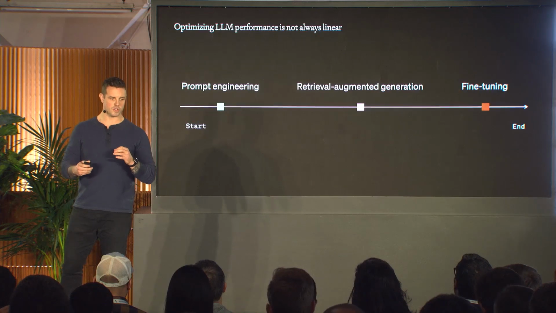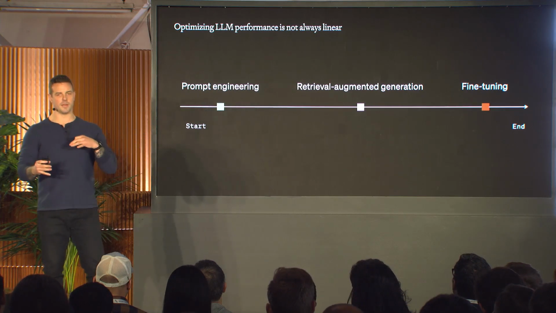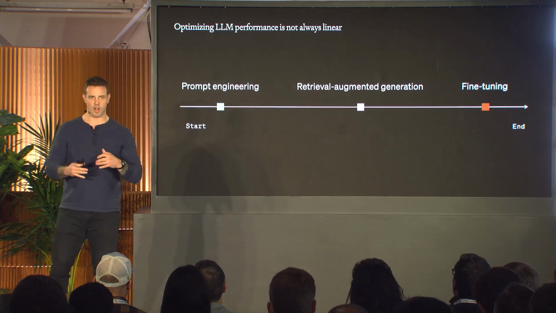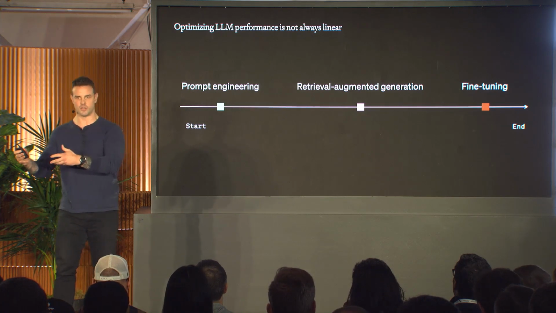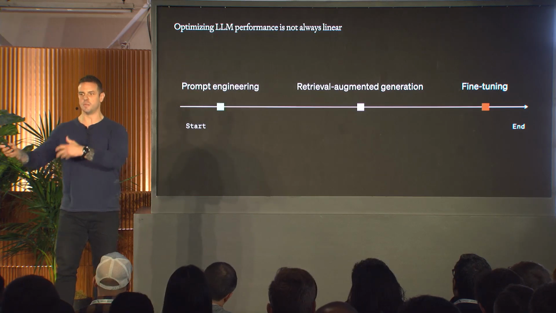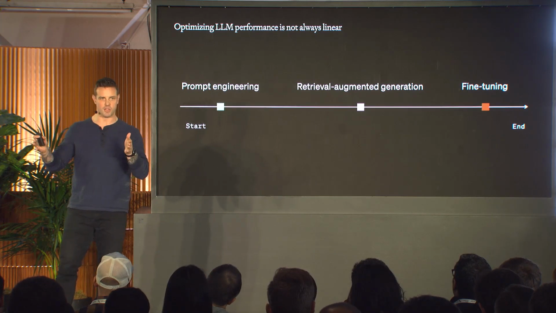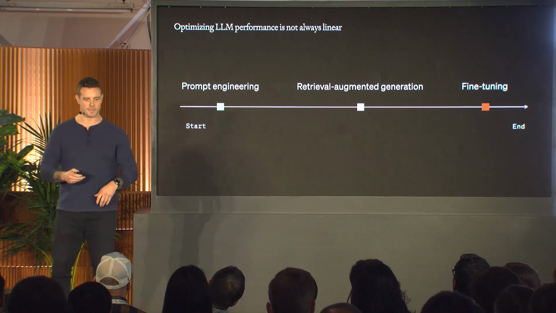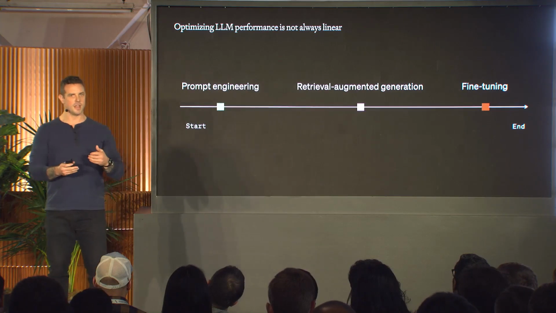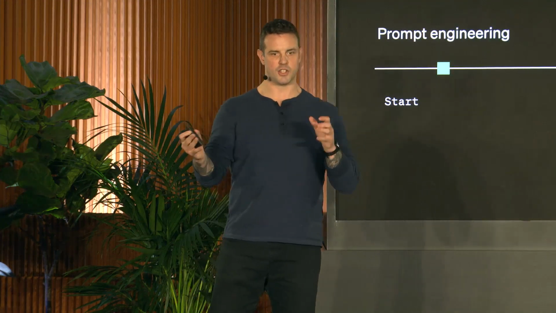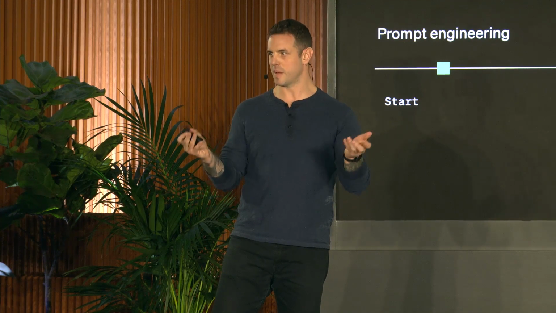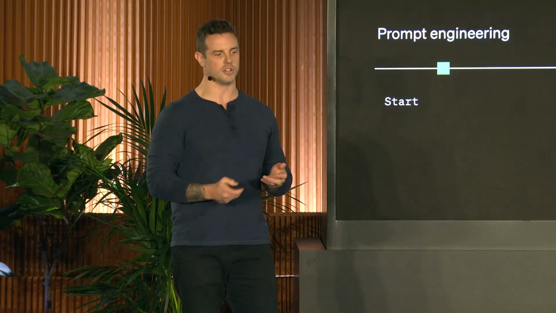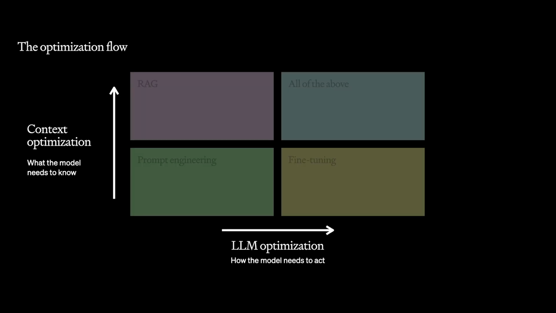Starting off, optimizing LLM performance is not always linear. A lot of folks present a chart like this, where you start off with prompt engineering, you then move on to Retrieval-Augmented Generation, and then you move on to fine-tuning. This is the way that you approach optimizing LLMs. But this is problematic because Retrieval-Augmented Generation and fine-tuning solve different problems. Sometimes you need one, sometimes you need the other, and sometimes you need both, depending on the category of issue you're dealing with. So we think of it more like this.